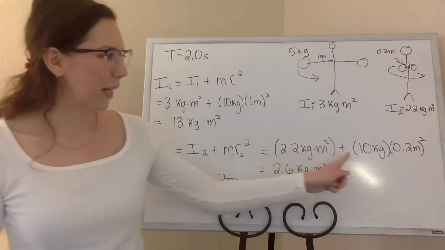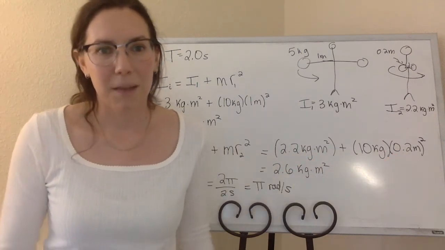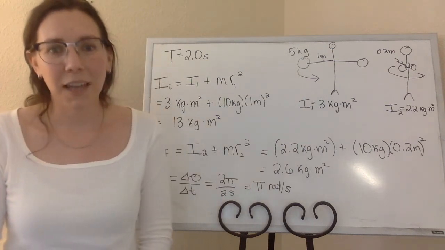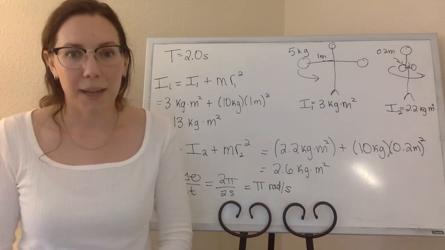2.2 kilogram meters squared plus 10, and now each dumbbell is at 0.2 meters, that squared, from the axis of rotation. And that gives 2.6 kilogram meters squared, so much lower, as we would expect.